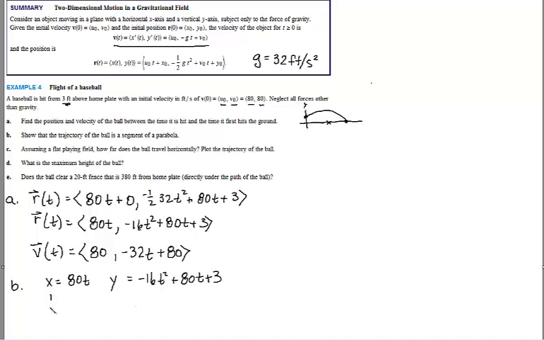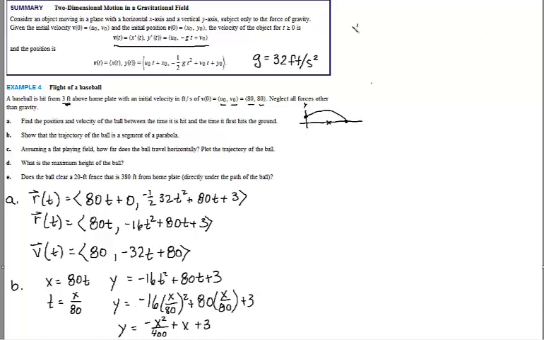Writing this in terms of x, let's note that t equals x over 80. And then I'm going to substitute into y: -16 times (x/80) quantity squared plus 80 times x over 80 plus 3. You can note that this is a quadratic, and because it's a quadratic, it's going to make a parabola. I'll simplify it. There it is, simplified.